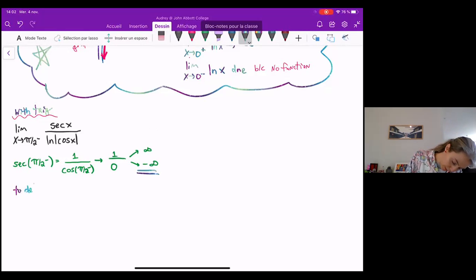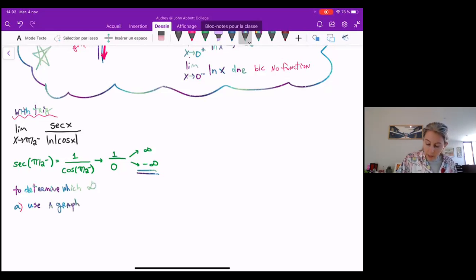To determine which infinity, A, we could use a graph. And if you know what the graph of cosine looks like, this is actually pretty straightforward. So cosine looks something like that, where that's pi over 2. So this is saying pi over 2 from the left, which means I'm looking at the left side of pi over 2. And on the left side of pi over 2, I can see that the values are positive.